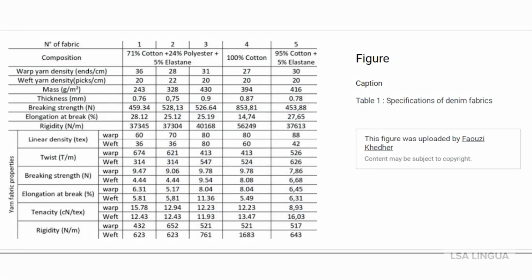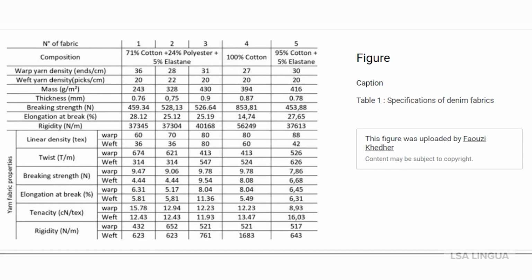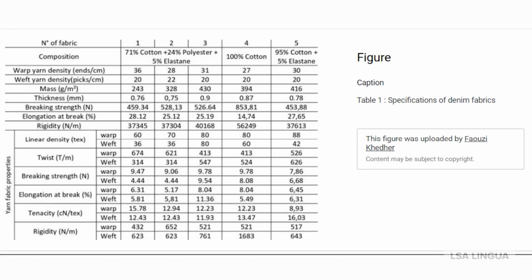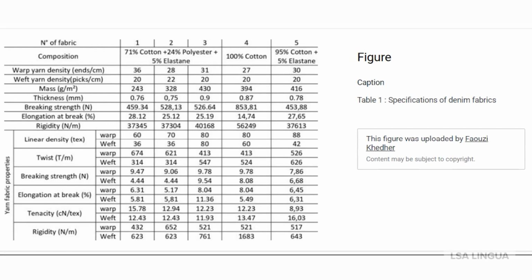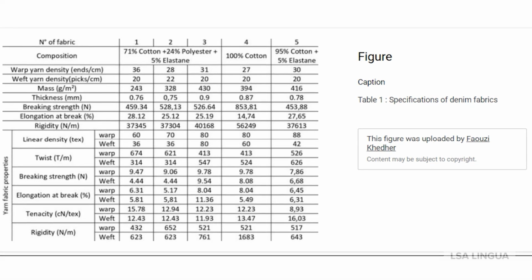So if we look at the table again, the table of the specifications of denim fabrics, we see here that there are 5 types of fabrics included, in which 4 out of 5 contain elastin. The first 3 consist of 71% cotton plus 24% polyester and 5% elastin, and the latter is 95% cotton and 5% elastin.